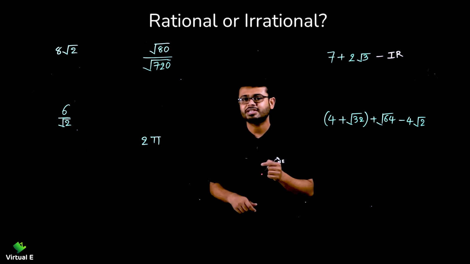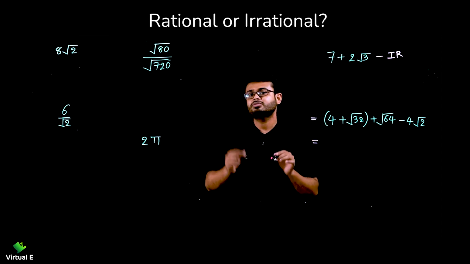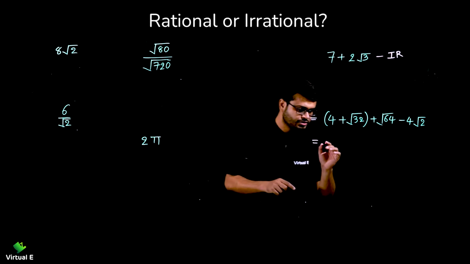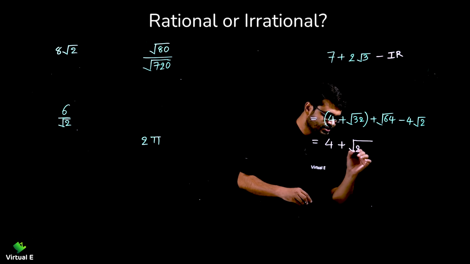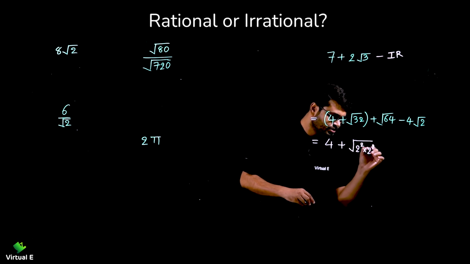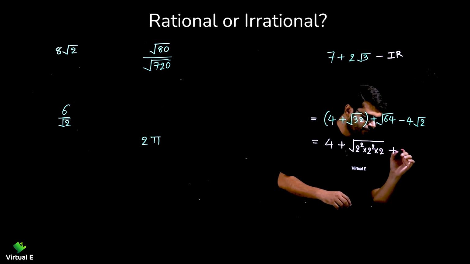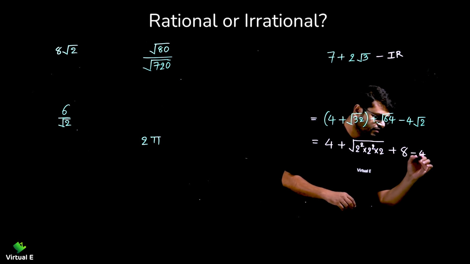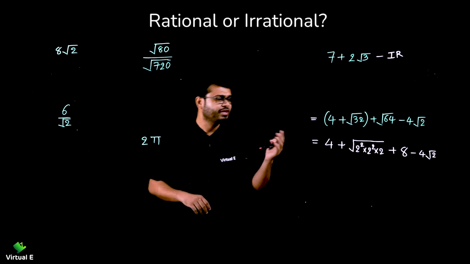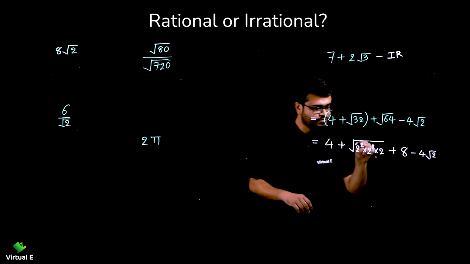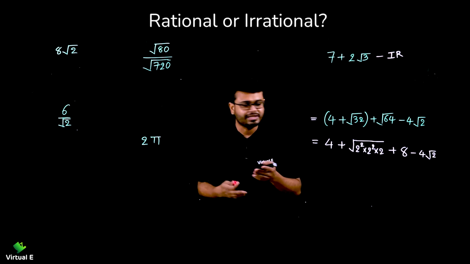How do we deal with this kind of question? First of all, if this kind of question comes, try to simplify first if possible, right? So 4 as it is, plus square root of 32, that can be written as 2 raised to 2 into 2 raised to 2 into 2, plus square root of 64, that is 8, minus 4 root 2 as it is. Now 32, why have I written it in this manner? Because we are dealing with the square root, so try to express it in terms of powers of 2 rather than writing 2 raised to 5. We cannot simplify that, right?